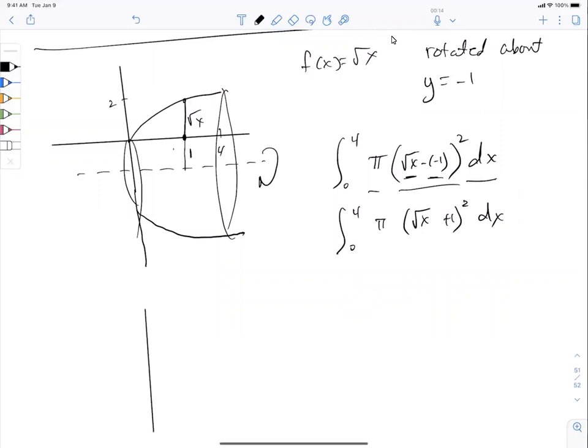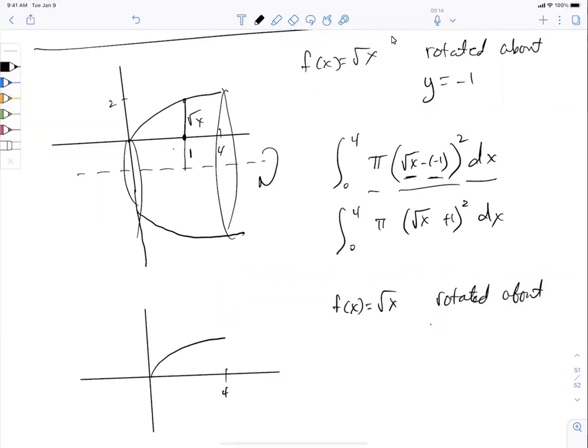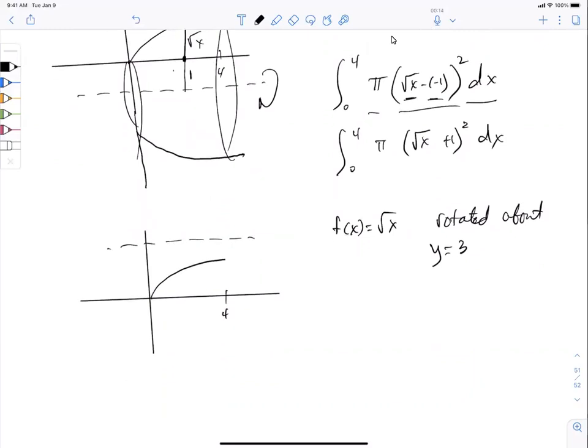Let me give you another example, for the same function, which is probably one of my favorite functions. Let me rotate it about, and get ready for this, y equals 3. Again, f of x equals root x, same problem. I just changed the rotation axis. Rotate it about y equals 3. So y equals 3 would be here. And I was very careful to make sure it is completely above the graph, so I don't have to worry about one side or another side, how they rotate and such. That would just make a messy problem.